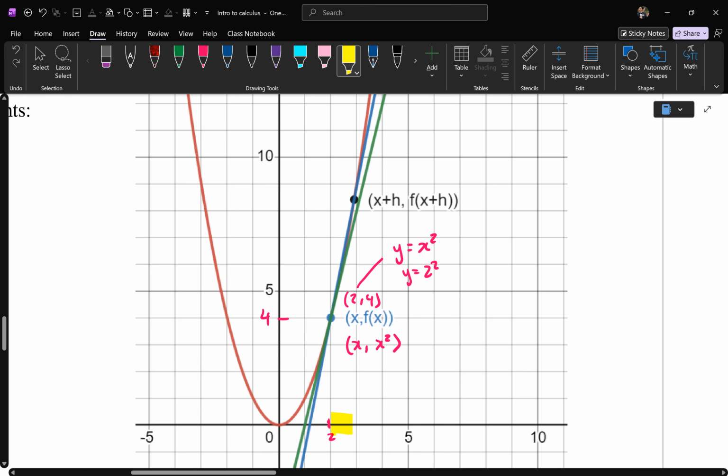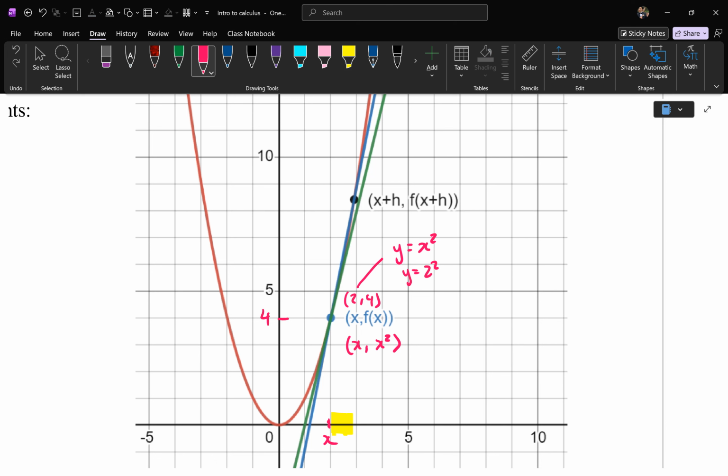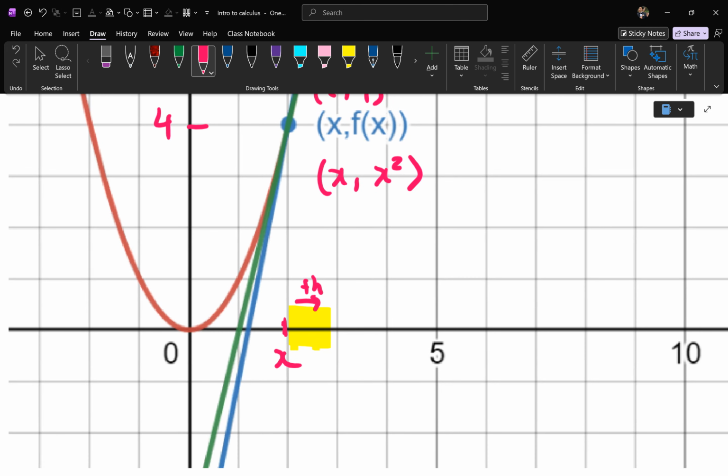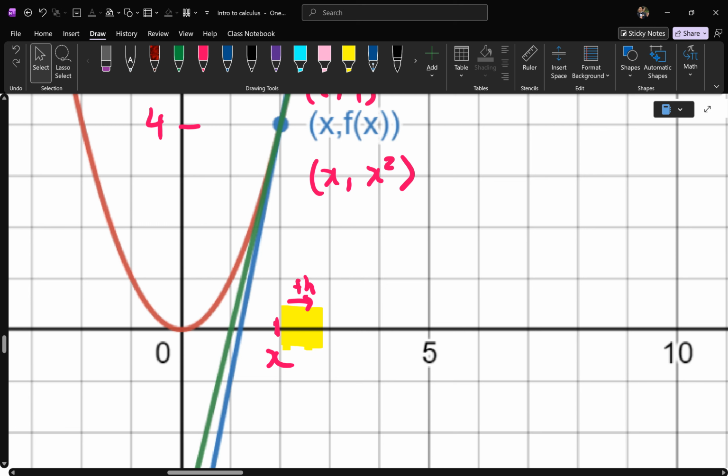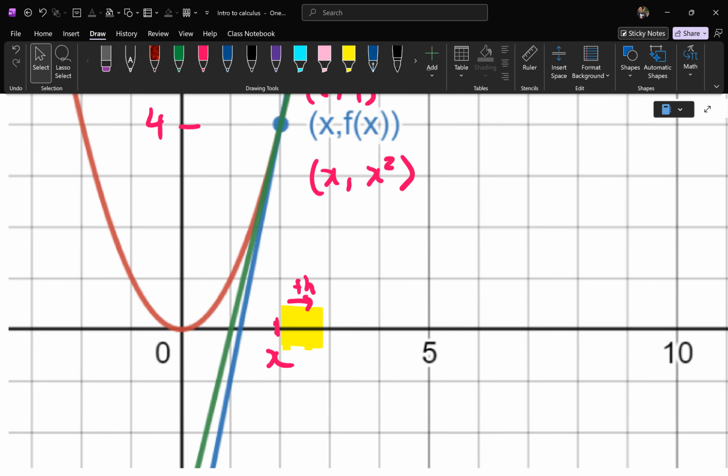So we need to now pick another point. I've got x on the x-axis. I now need to pick a second point, but it needs to be h distance away. So I'm going to zoom in so you can see. I need it to be h distance away from the original. Now, I don't know how much that h is going to be, because we said 0.1 before, and we said 0.0001. So h can be a very infinitely small number.